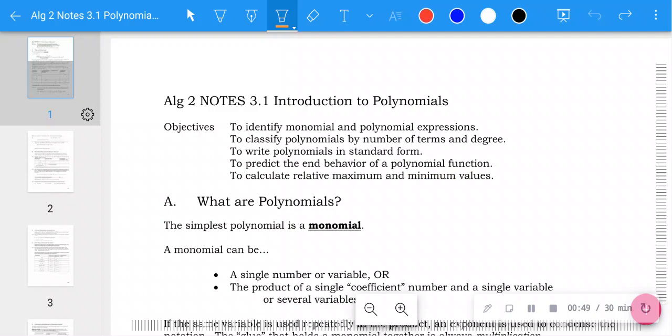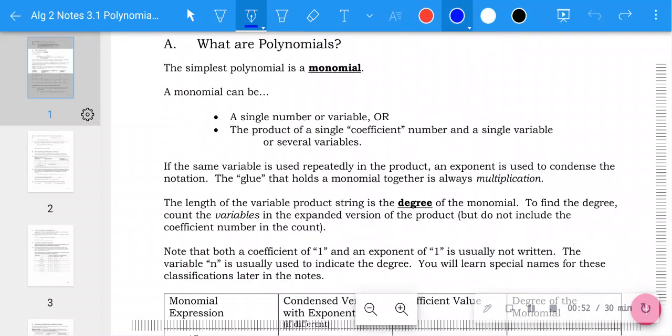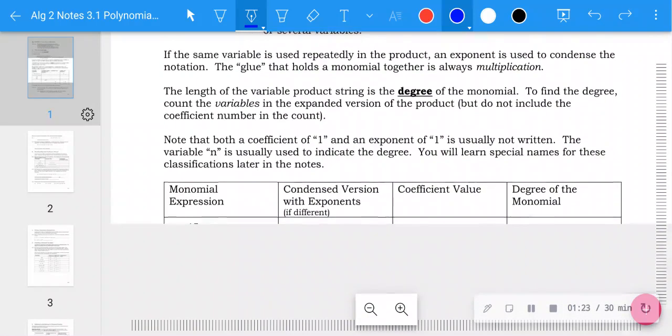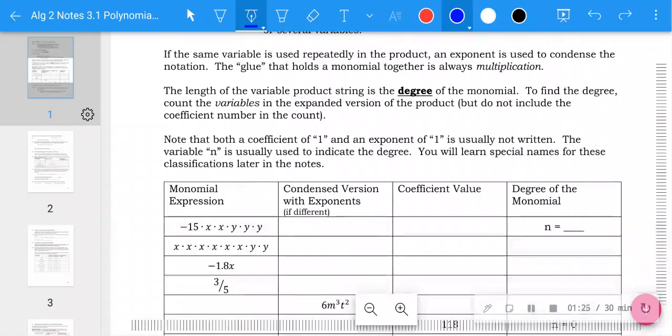Okay, we're going to start with a definition here. We're going to look at a monomial. And a monomial can be a variety of things. It can be a single number, or just a variable. Or it can be a product. Product, you'll remember, means multiplication of a coefficient number and a single variable or a string of variables. But this is the takeaway: you have to multiply them all. And I'll show you examples of monomials down below. The glue that holds them together is always multiplication.